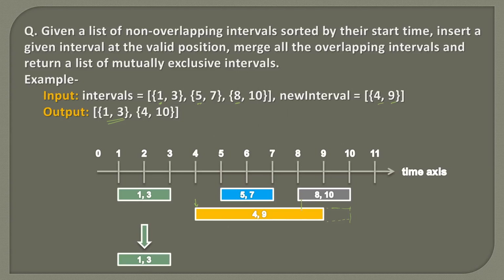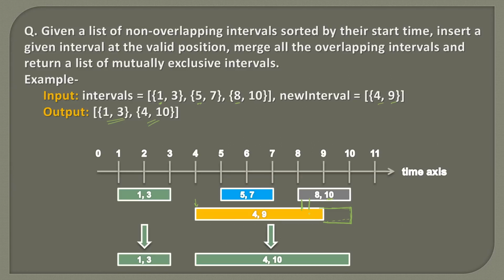And when we merge these two intervals, we take the end time of both the intervals and we see which is the maximum. So here 10 is the maximum. So the merge interval will be something like this. It would be 4, 10. So the next output is 4, 10.